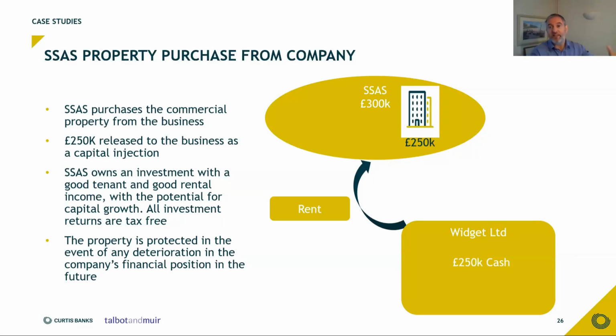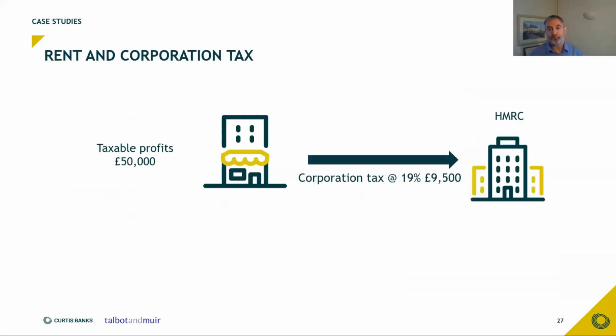So it's paying rental income, a tax-free receipt into the SSAS. From a tax planning perspective, imagine this company, after all expenses, was going to have taxable profits of, let's say, 50,000. Corporation tax rates have gone up this year, as you know, but for companies with profits up to 50,000, corporation tax is at 19%.